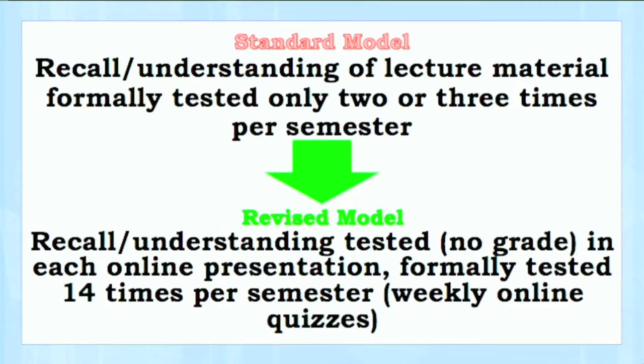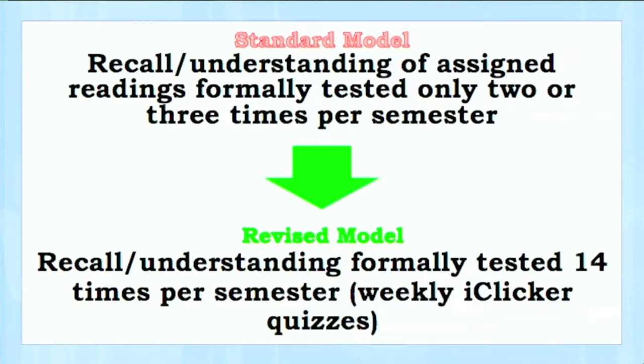Standard model, ditto for the readings. You test their recall and understanding of assigned readings only the two or three times per semester, and they tend to read asynchronously accordingly. Revised model, we test the readings 14 times.